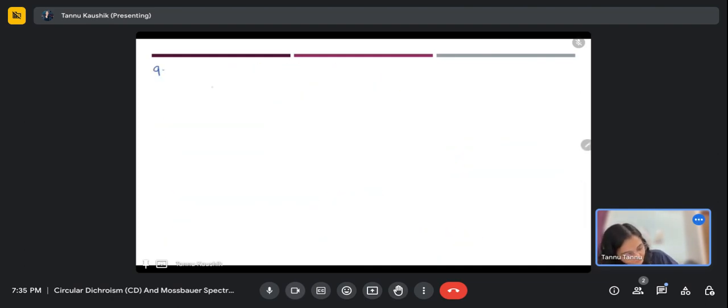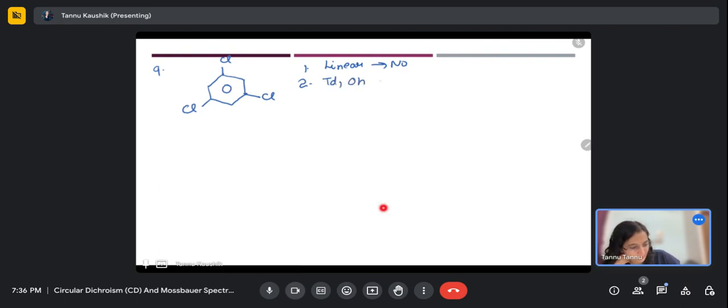Next we have 1,3,5-trichlorobenzene, trichloro-substituted benzene. So the first question is whether the molecule is linear. No. Any special symmetry point group? No.